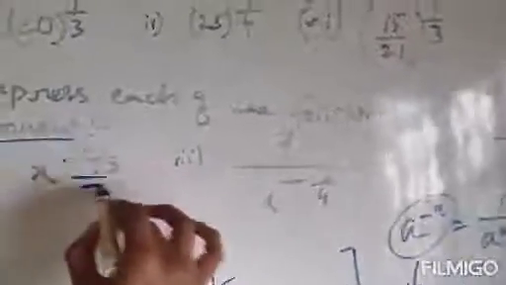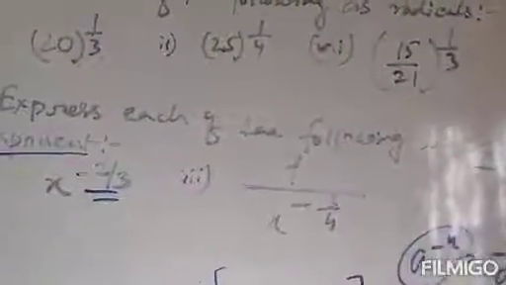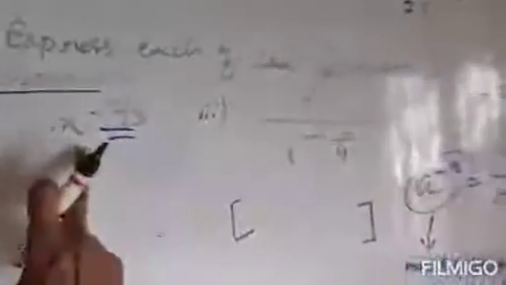Here we have to convert each of the following to a positive exponent. The exponent is given with a negative sign, that is minus 2 by 3, so we have to convert it to a positive exponent using this formula. If you compare x to the power minus 2 by 3 with a to the power minus n, you will see that a is x and n is 2 by 3.